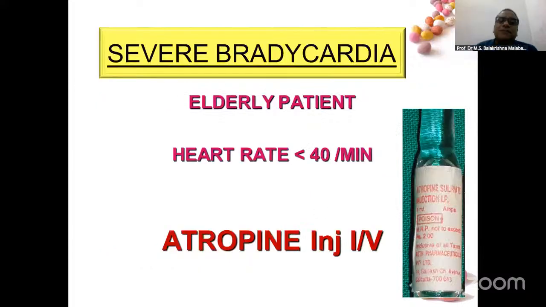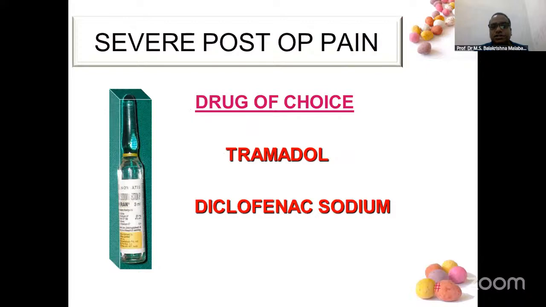Then if a patient is having severe bradycardia, heart rate is going down, what you have to do is load a dose of atropine, and directly intracardiac injection also can be given. If heart rate is less than 40, then you can give atropine injections. You did the procedure, severe pain. That means your opioid analgesics is not helping. Then you have to go for non-opioid analgesics or non-steroidal anti-inflammatory drugs, if they are not working.